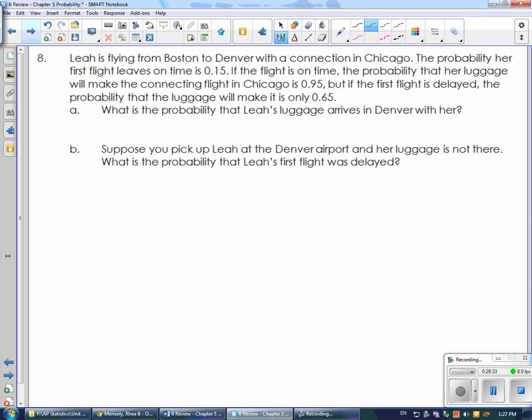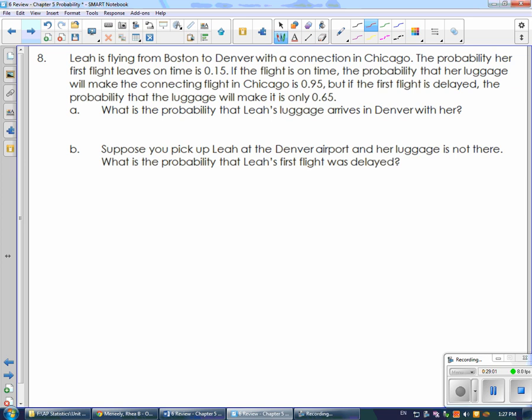Okay, number 8, it says Leah is flying from Boston to Denver with a connection in Chicago. The probability that her flight leaves on time is 15%. If the flight is on time, the probability that her luggage will make the connecting flight in Chicago is 95%. But if the first flight is delayed, the probability that the luggage will make it is only 65%. And we want to know the probability that Leah's luggage arrives in Denver with her.